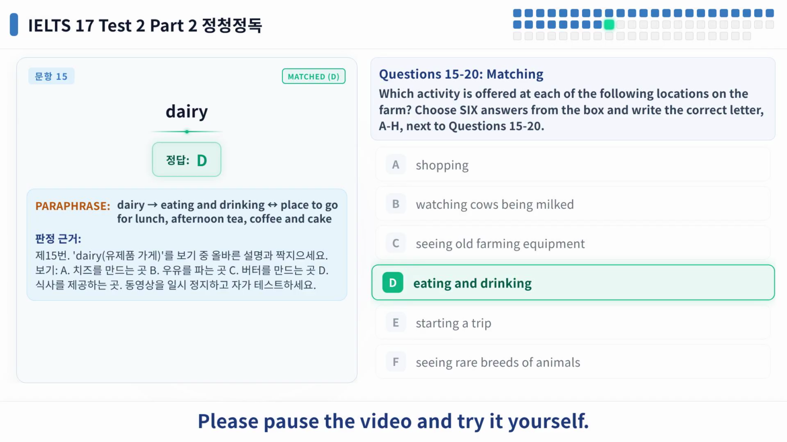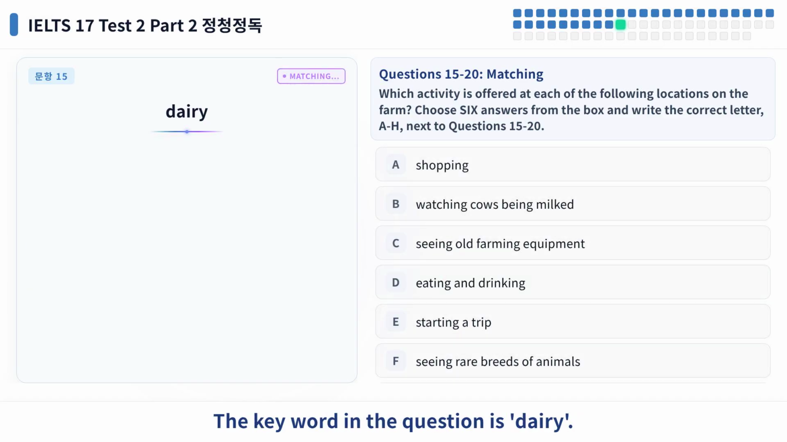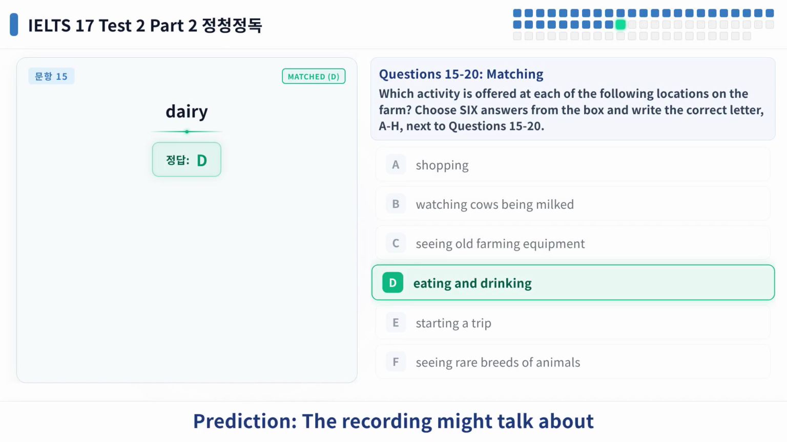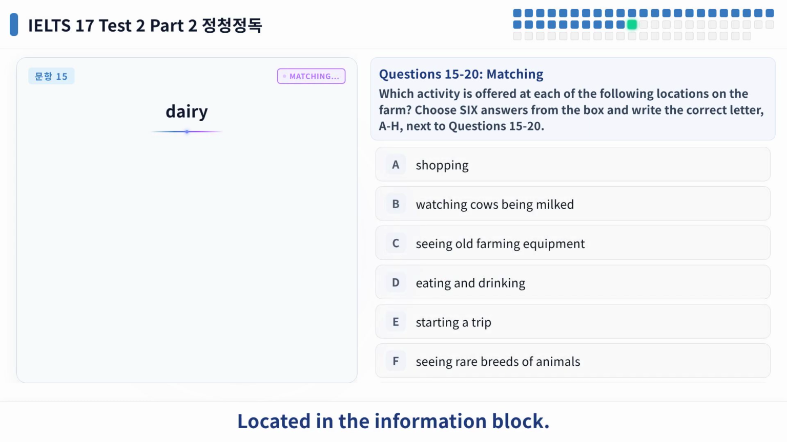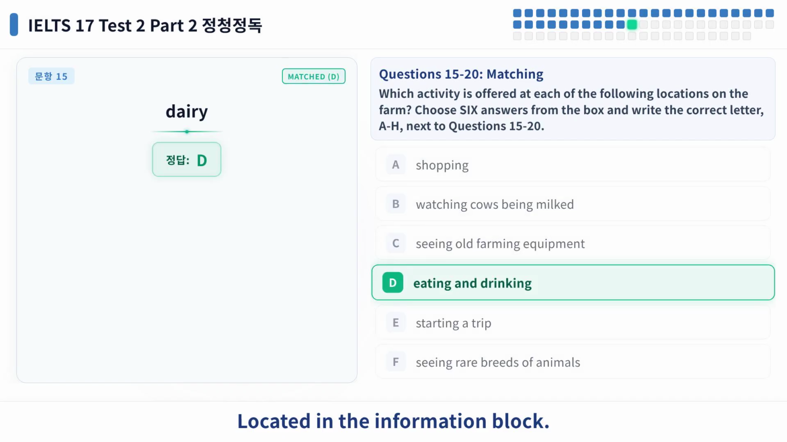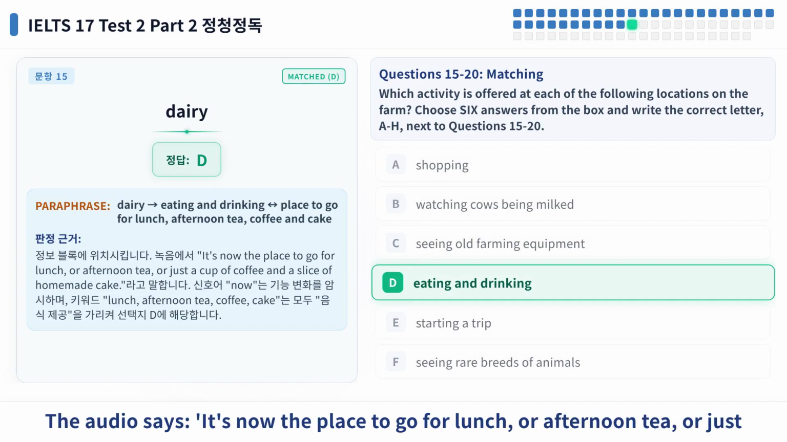The key word in the question is dairy. Prediction: the recording might talk about what the dairy used to be or what it is now. Listen carefully for descriptive verbs. Located in the information block, the audio says, it's now the place to go for lunch or afternoon tea or just a cup of coffee and a slice of homemade cake.